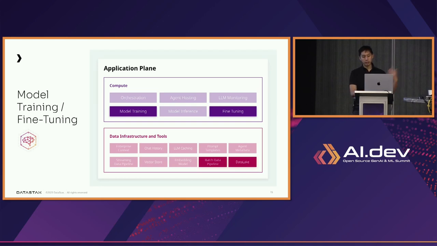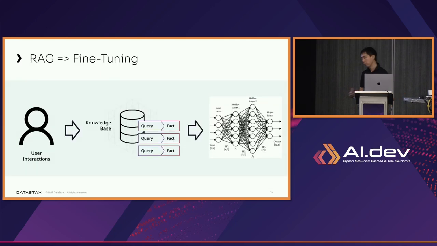Unstructured.io, LlamaIndex is a lot of interesting batch work. LlamaIndex combined with Ray is also another very interesting platform to try out for batch processing. And a lot of people ask me, should we do RAG or should we do fine tuning? And the answer is you want to do both, right?